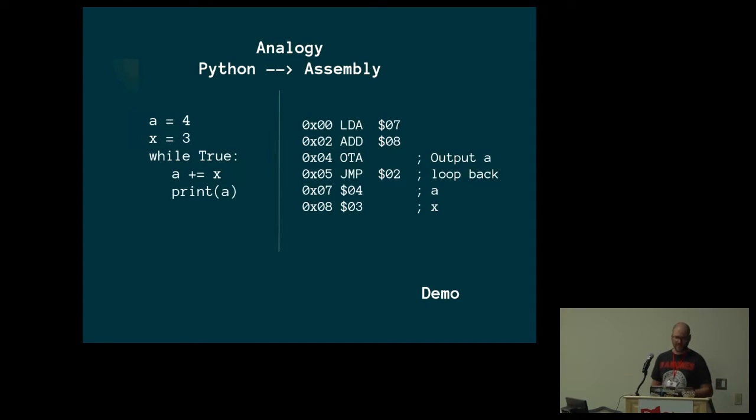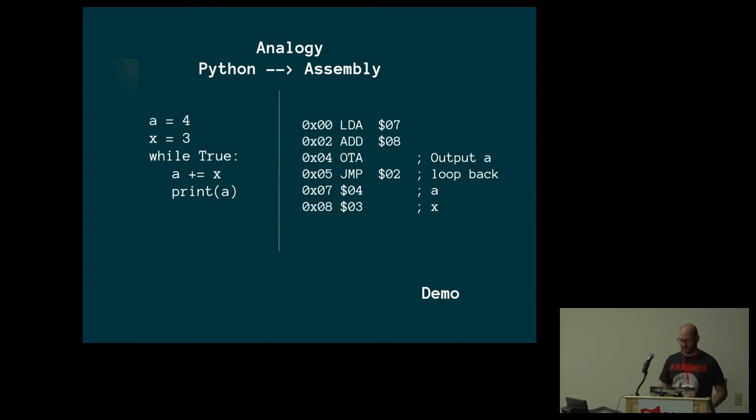So this is an analogy. It's not a compilation because Python doesn't compile to assembly. But this is just to give you an idea. On the left-hand side, this is what we're used to working with in the Python community. We would probably write it not like this. This isn't really idiomatic Python. But you're setting up some variables. And then you create an infinite loop, and you're mutating the state of this A. And we're saying every iteration of that loop, debug that output. Say, what is the state of A at this point?